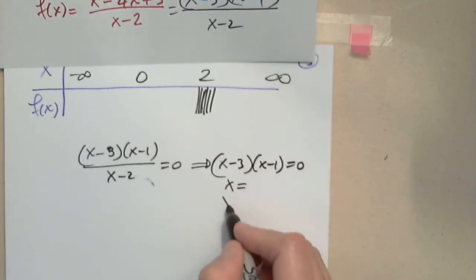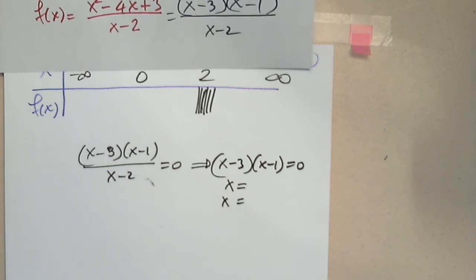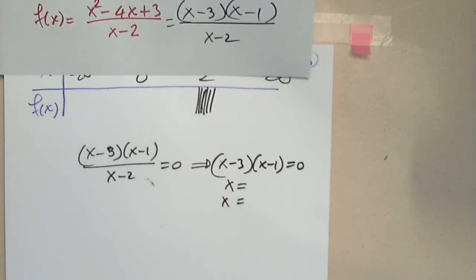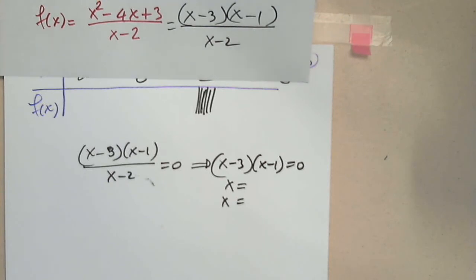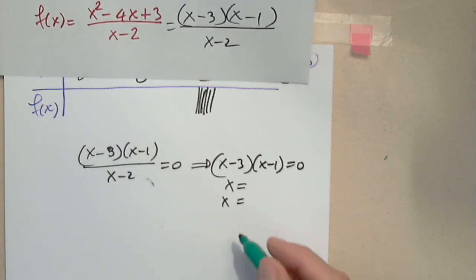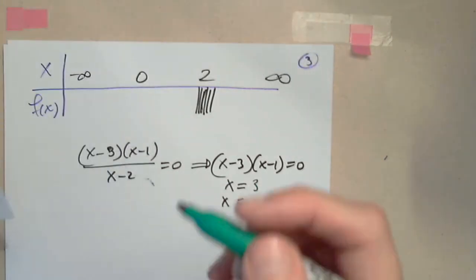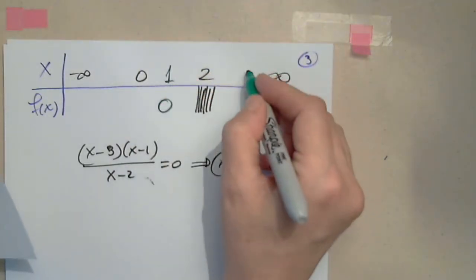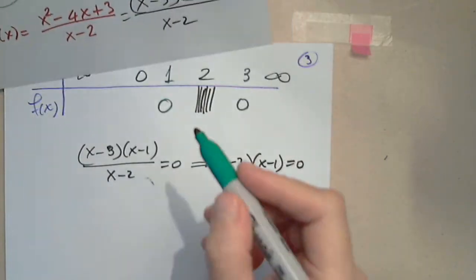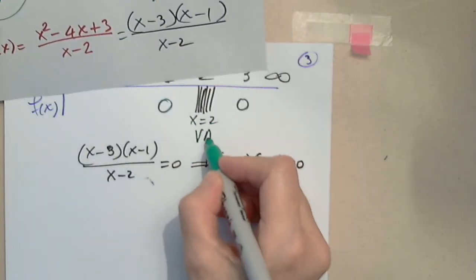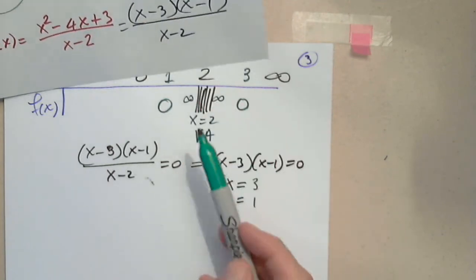So we have 2 options for x. And the options are 3 and 1. Very good. Thank you very much. Awesome. So 1, 0, 3, 0. Great job. Obviously, x equals 2 is a vertical asymptote, so I need the signs of the infinities.